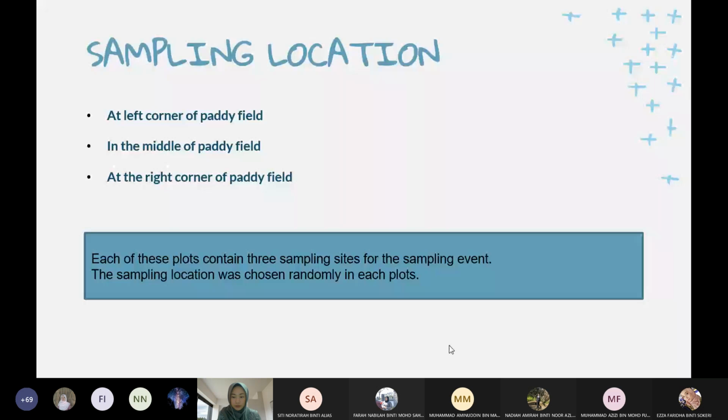The reason why these locations are chosen is because the heavy metals might appear from the pesticides used by the farmers or from external factors such as emission from vehicles by the farmers. Other than that, there is also a factory near the paddy field which can release gases to the air until they accumulate in the root of the paddy. It must be noted that each of these plots contains 3 sampling sites for the sampling event. The sampling location was also chosen randomly plots.